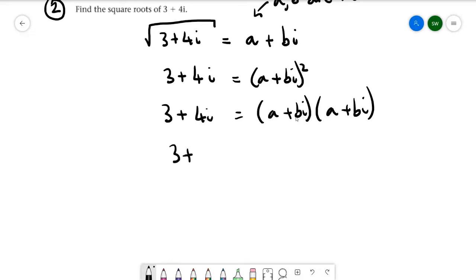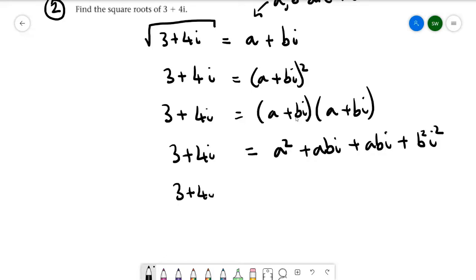So we've got 3 plus 4i equals a squared plus abi plus abi and plus bi squared. Bi times bi is b squared i squared. So we're going to have 3 plus 4i is equal to a squared plus abi plus abi, and i squared is minus 1, so I'm going to write that as minus b squared.